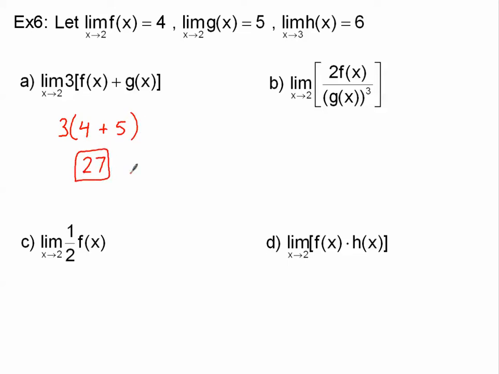Easy enough. Let's move on to this. The limit as x approaches 2 of 2 times the function f of x divided by the function g of x cubed. Well, that's as simple as taking the 2, multiplying it to the limit of f of x, which is 4, and dividing that by the limit of g of x cubed, which is 5 cubed. And that is equal to 8 divided by 125. Perfect.